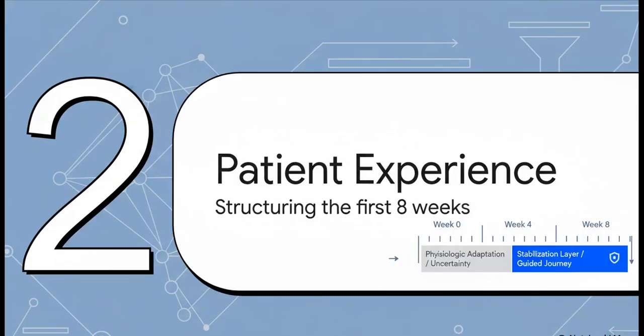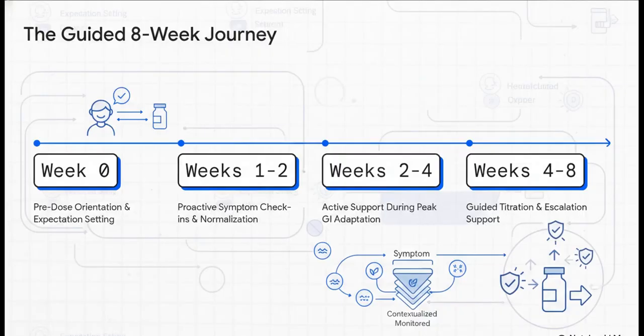So we've seen how this protects the clinical team. Now let's flip the coin and see it from the patient's point of view. For them, those first 8 weeks can feel pretty uncertain as their body adjusts. This layer is designed to take that uncertainty and turn it into a guided, structured, and honestly, a much more confident journey. And that journey is mapped out very deliberately.